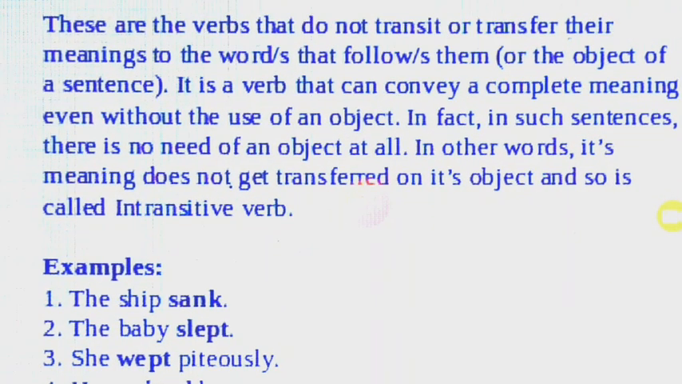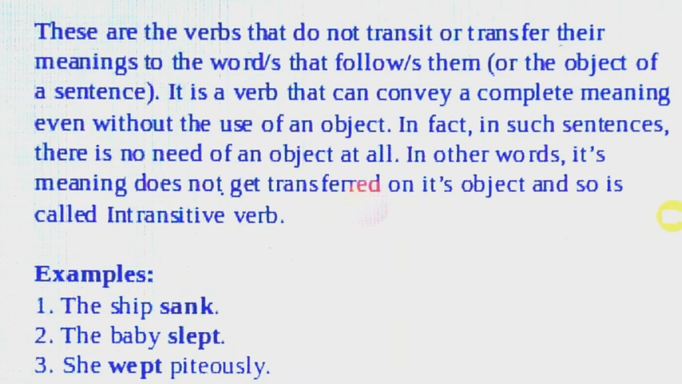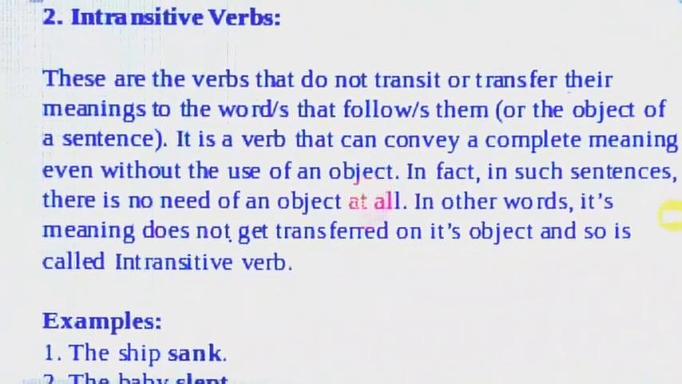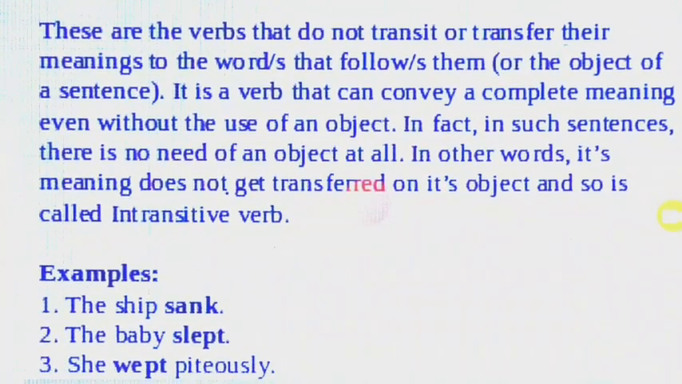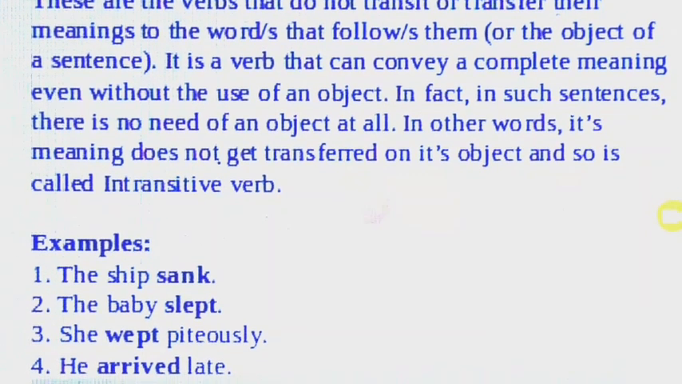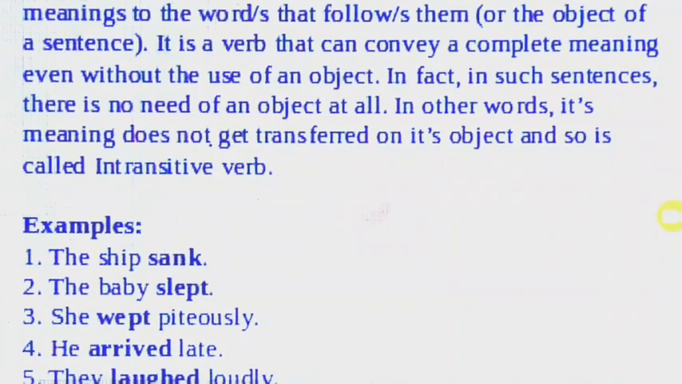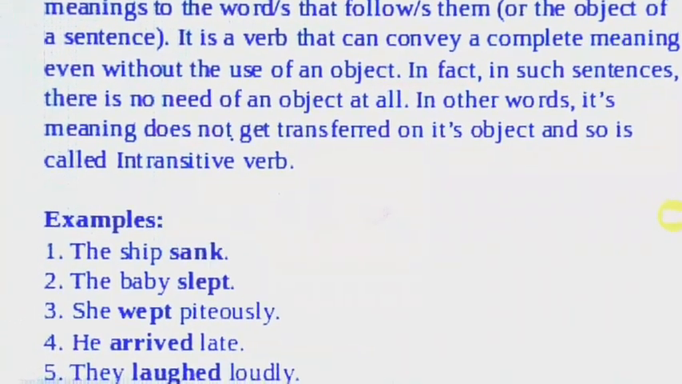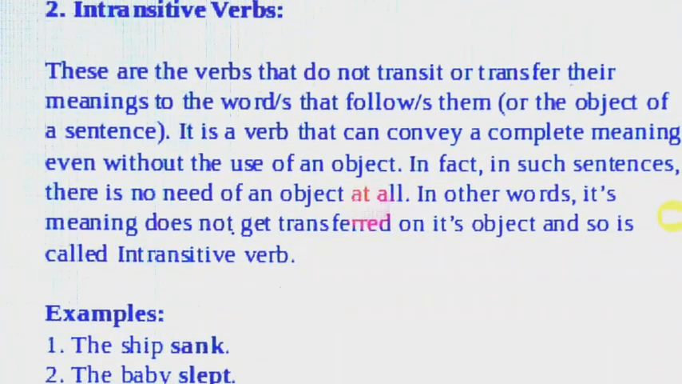It's a verb that can convey a complete meaning even without the use of an object. In fact, in such sentences, there is no need of an object at all. In other words, its meaning doesn't get transferred to an object, and so it is called an intransitive verb. So what is an intransitive verb?